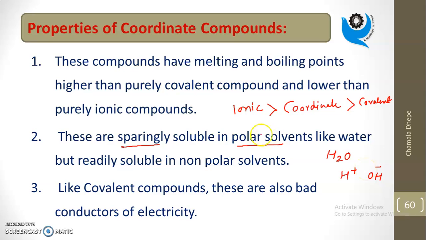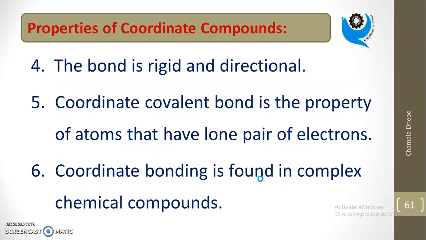So these coordinate compounds are sparingly soluble in the polar solvent, but readily soluble in non-polar solvents like benzene and carbon disulfide. Whereas in polar solvents they are sparingly soluble. Okay, now like covalent compounds, these are also bad conductors of electricity. As we know, in covalent compounds there are no ions, so they are not going to conduct electricity. Same like that, these coordinate compounds are also bad conductors of electricity.